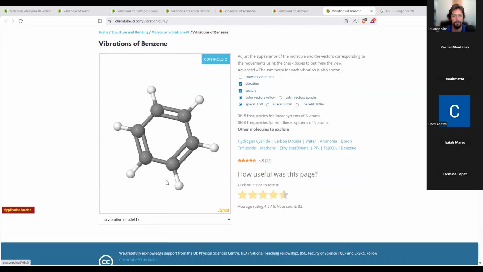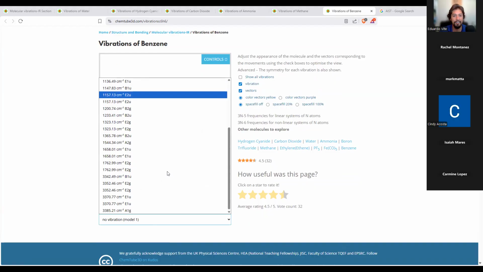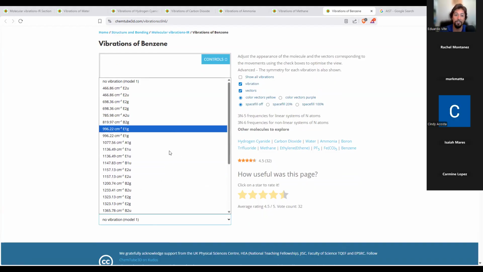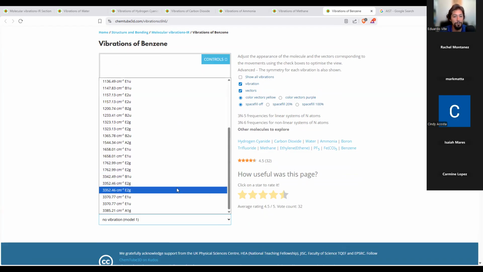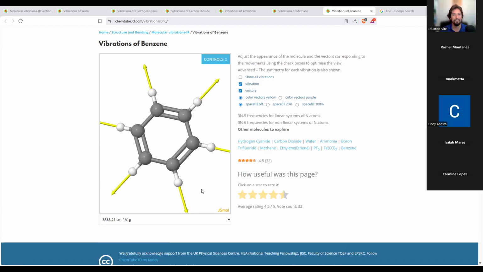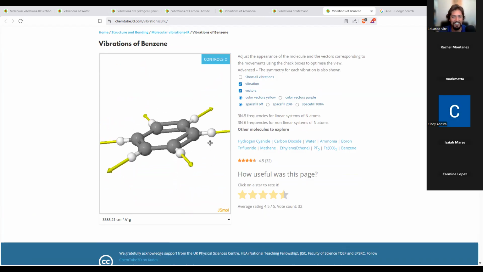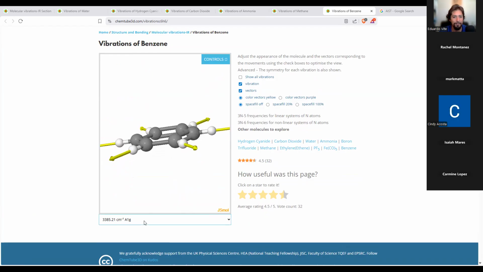So how many vibrations do we have? Let's check them out. Look at that. We have a lot more signals, a lot more vibrations because we have a lot more atoms. So I'm just going to show you some main ones. Let's look at the highest energy one right here. Look at this one. Again, that looks real nice right there. Just like a nice symmetric stretching of all the bonds. That looks good. That looks real nice. And this is the highest energy vibration, happens at 3385.